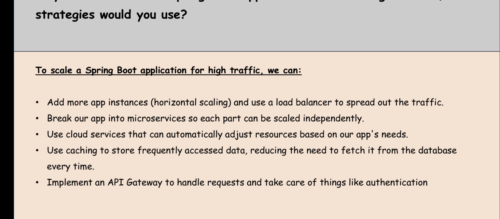Break our app into microservices so each part can be scaled independently. Use cloud services that can automatically adjust resources based on our app's needs. Use caching to store frequently accessed data, reducing the need to fetch it from the database every time. Implement an API gateway to handle requests and take care of things like authentication.